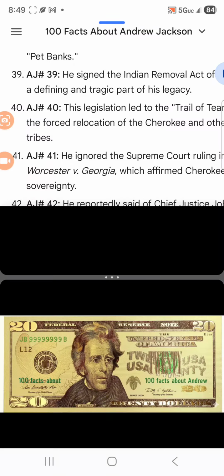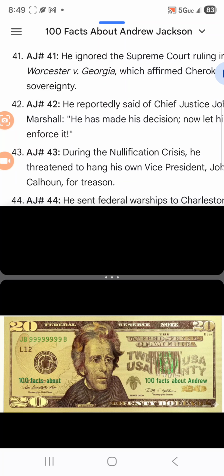AJ number 40. This legislation led to the Trail of Tears, the forced relocation of the Cherokee and other tribes. AJ number 41. He ignored the Supreme Court ruling in Worcester versus Georgia, which affirmed Cherokee sovereignty. AJ number 42. And some say that he, actually, I think this is the fact. He reportedly said of Chief Justice John Marshall, "He has made his decision. Now let him enforce it." Yeah, this is probably an apocryphal quote because there's no evidence that he actually said this, and it came after his death.